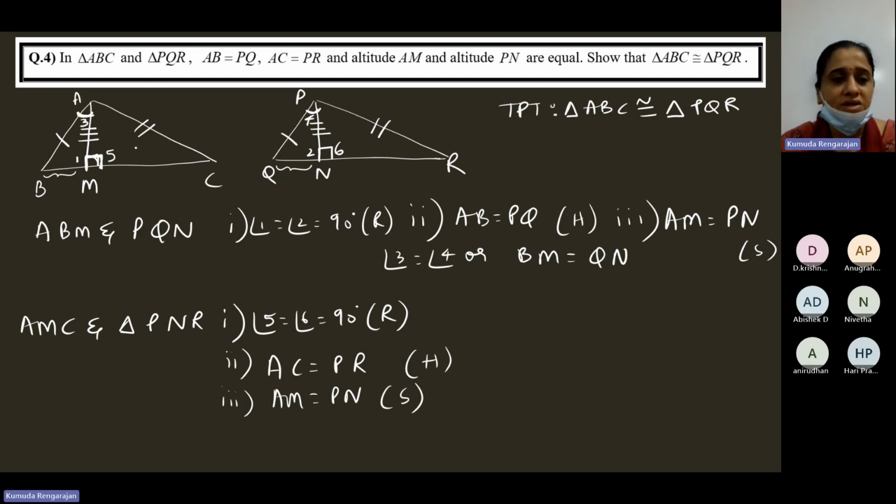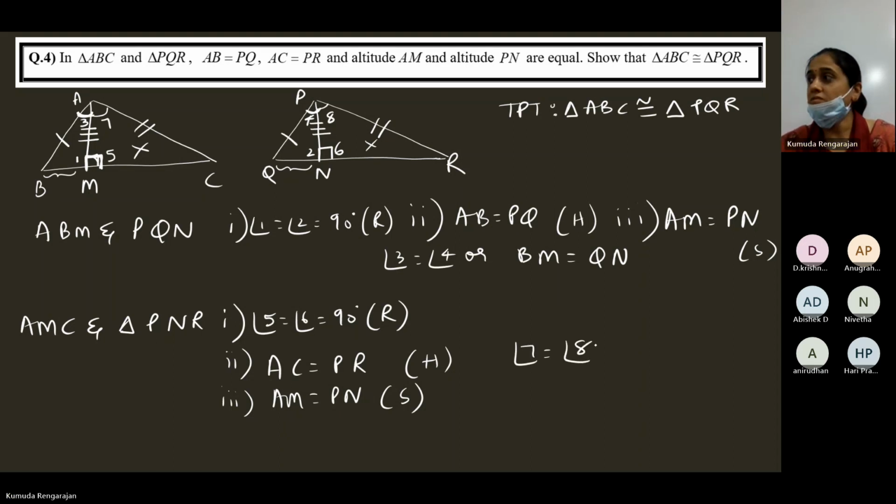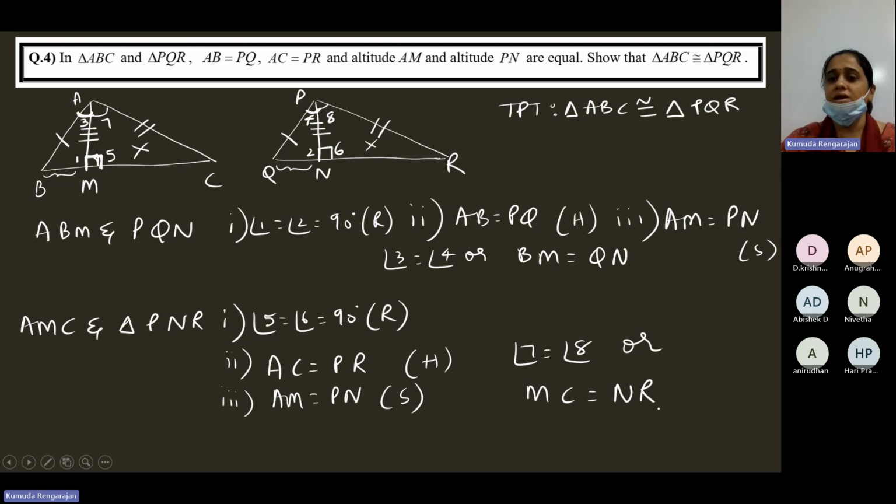So now that this triangle is congruent to this triangle, by CPCT angle 7 is equal to angle 8. Or you can also write what? MC is equal to NR. You can write this also.